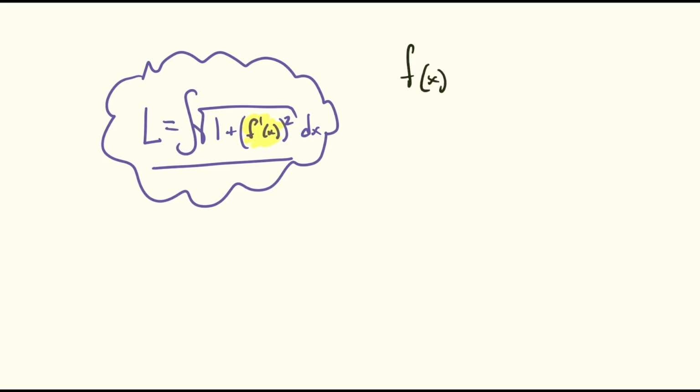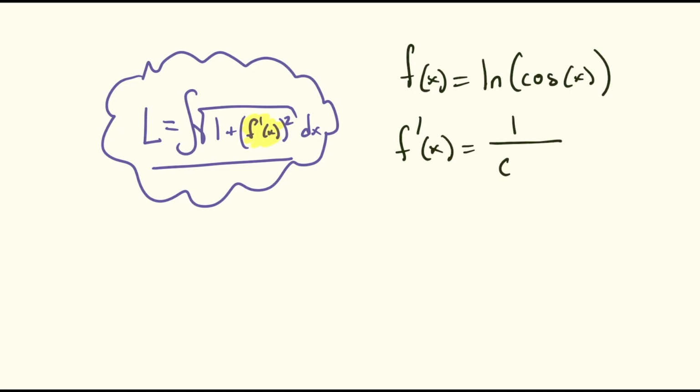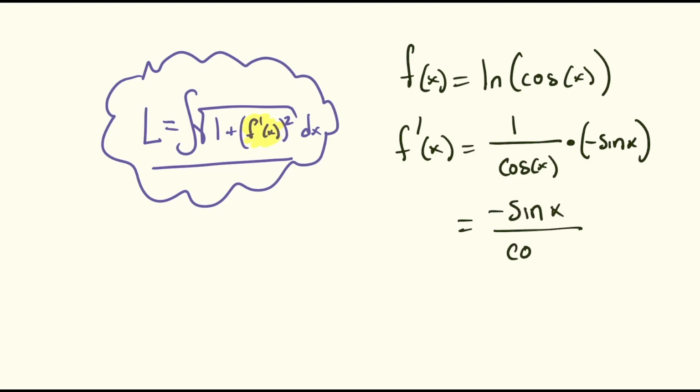We started off with the function natural log of cosine of x. So when we take our derivative of f of x, this is going to be 1 over cosine of x times the derivative of the inside, because we need to use our chain rule. The derivative of the inside is negative sine of x. So this is going to be negative sine of x divided by cosine of x, in other words, negative tangent of x.